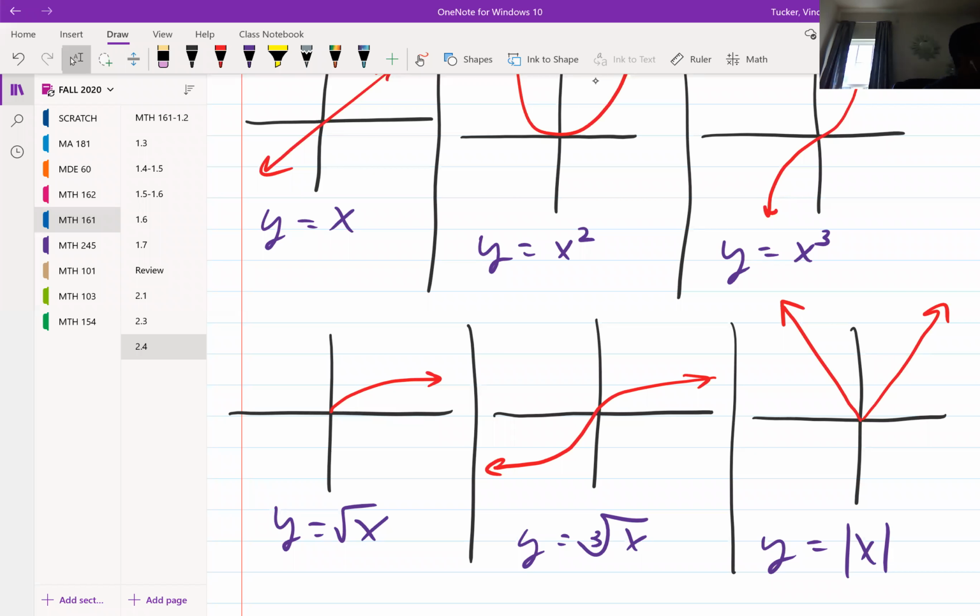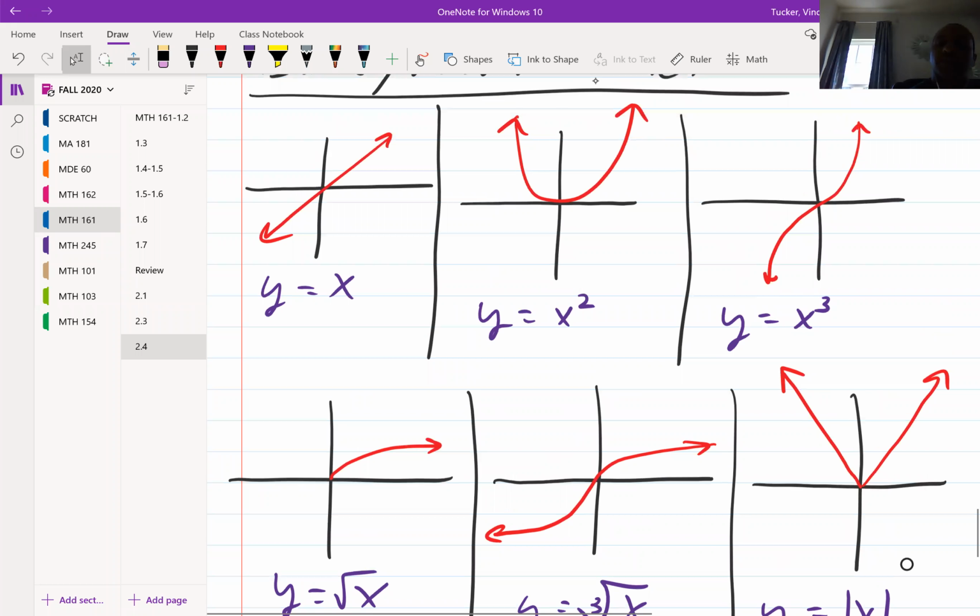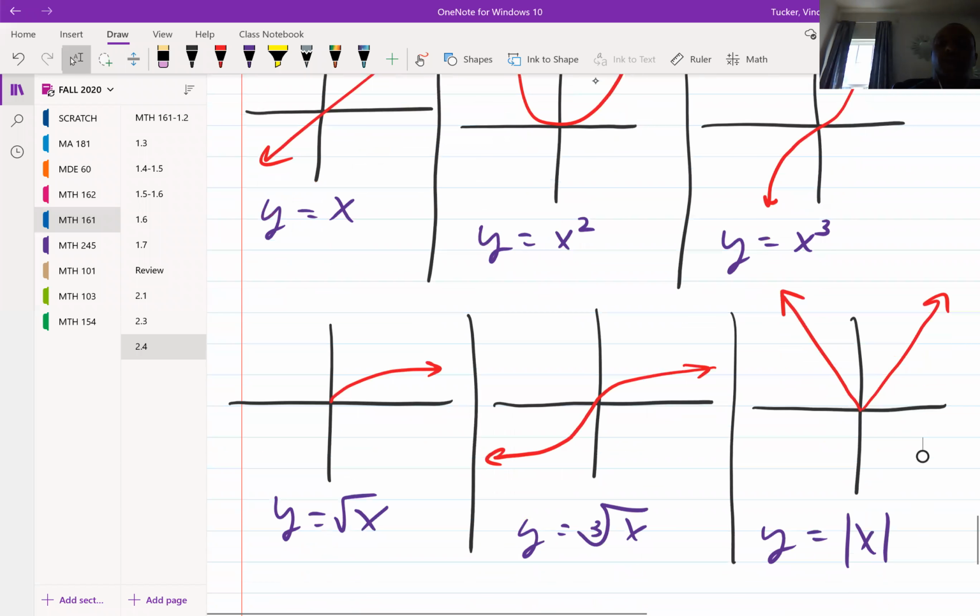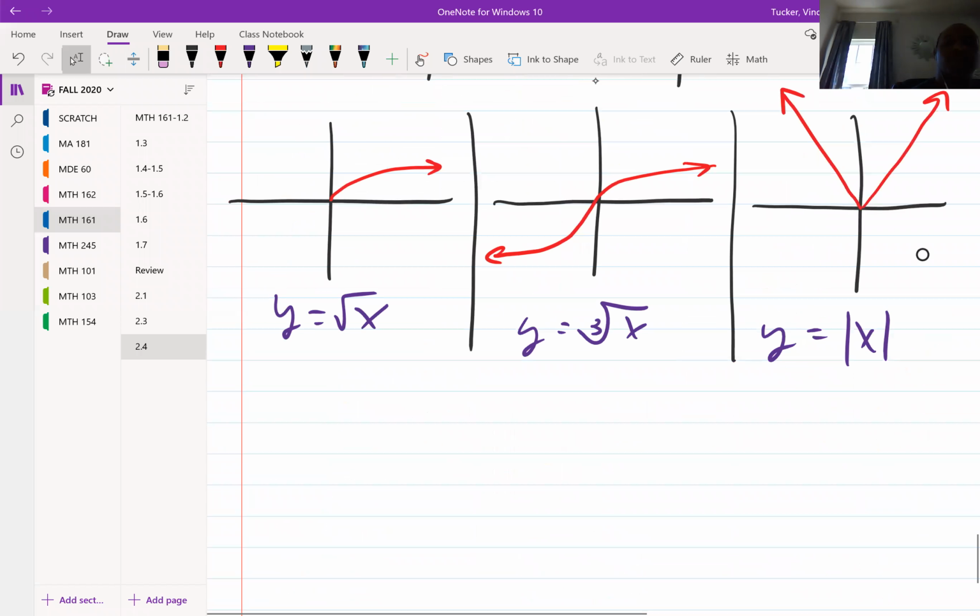Okay, so when it comes to this section, these are your parent functions, and you will have transformations that will cause your parent function to shift or stretch or shrink. And so your assignment in this section, I normally give an extra assignment if we're in class. I won't do that. All you would do is just do your MyMathLab homework.